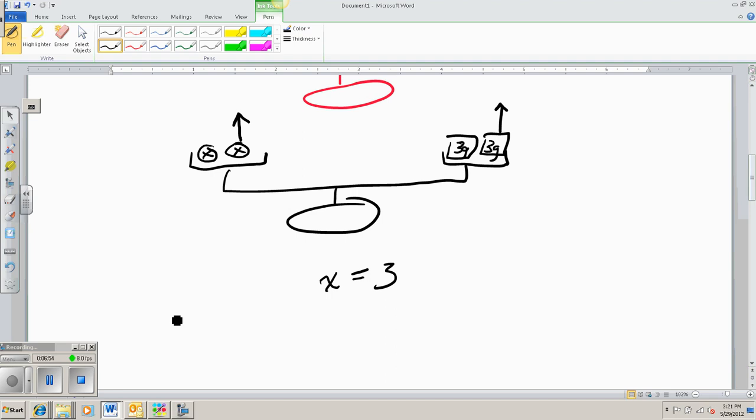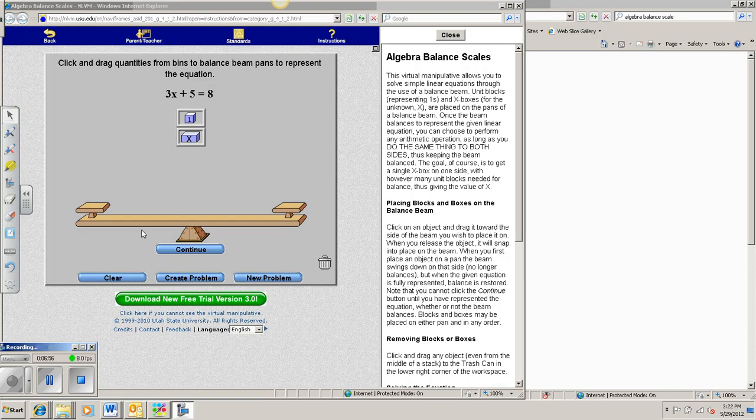Okay, so this is how we can visualize it. Here's a digital one you can find online. I'll put the link to it. And you can make your own problem, although it's a little bit weird, or you can ask it for a problem. I've created this problem: 3x plus 5 equals 8. So the first thing you want to do is model it.